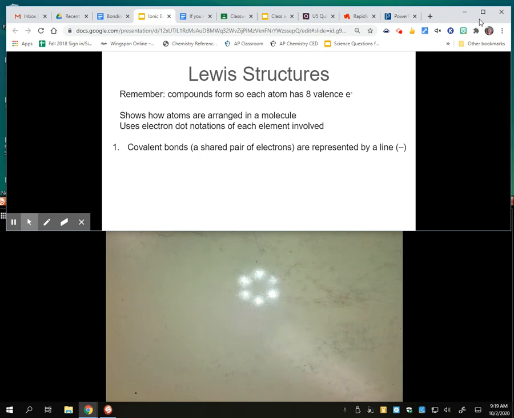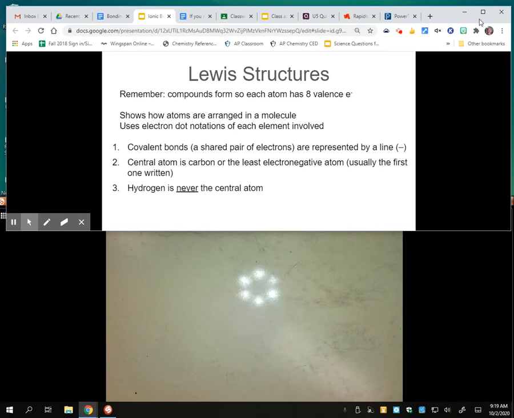There are only a few rules when we're writing these Lewis structures. The first one is that we represent covalent bonds, which is a shared pair of electrons, by drawing a straight line. I usually do that in between the 2 electrons that are being shared. The center atom of a molecule is going to be carbon if carbon is present. If carbon's not present, it's going to be the least electronegative element, and that's usually going to be the first element written down.